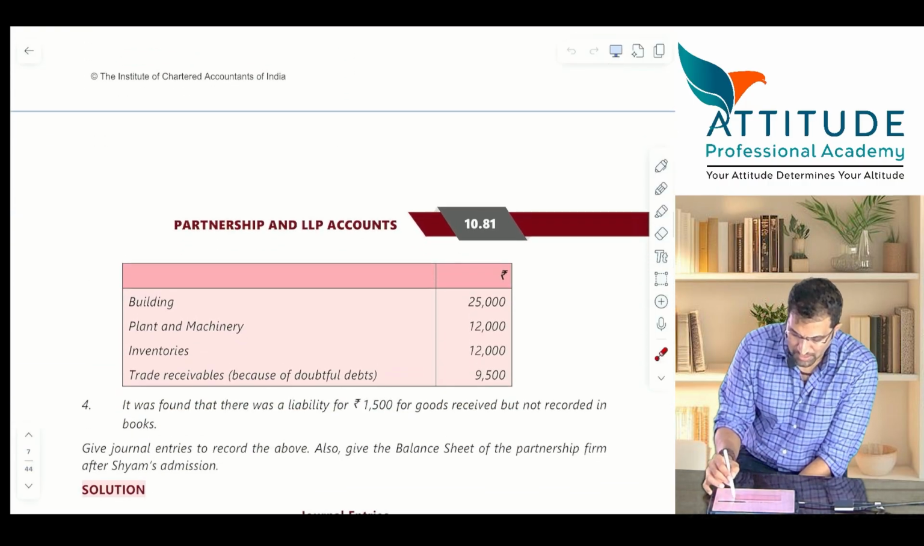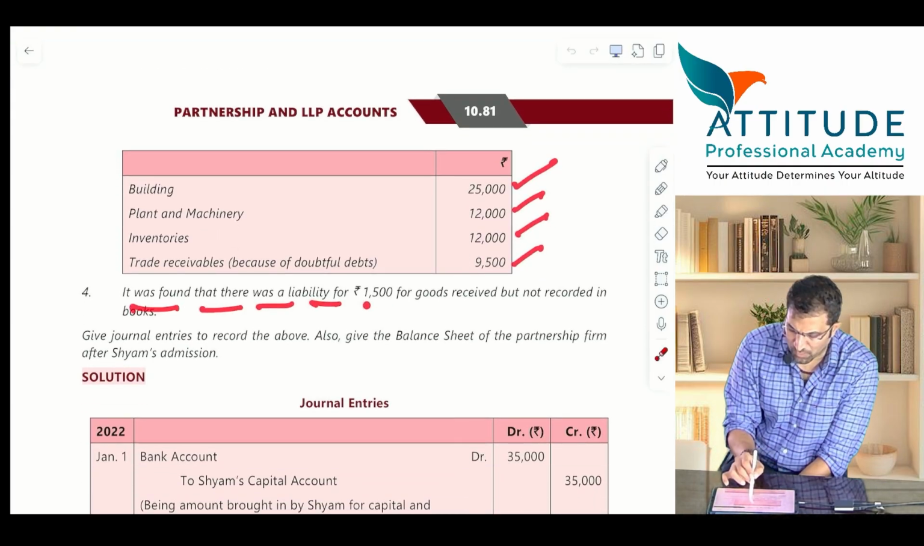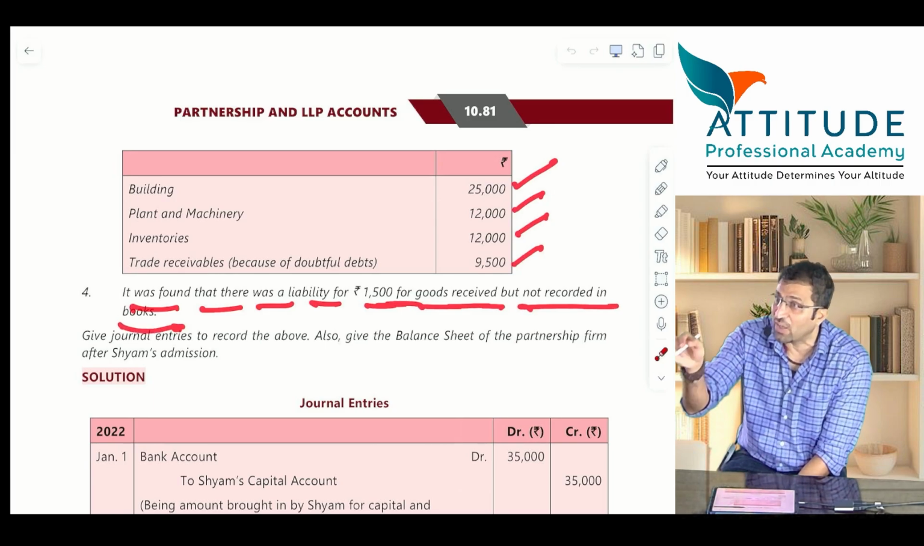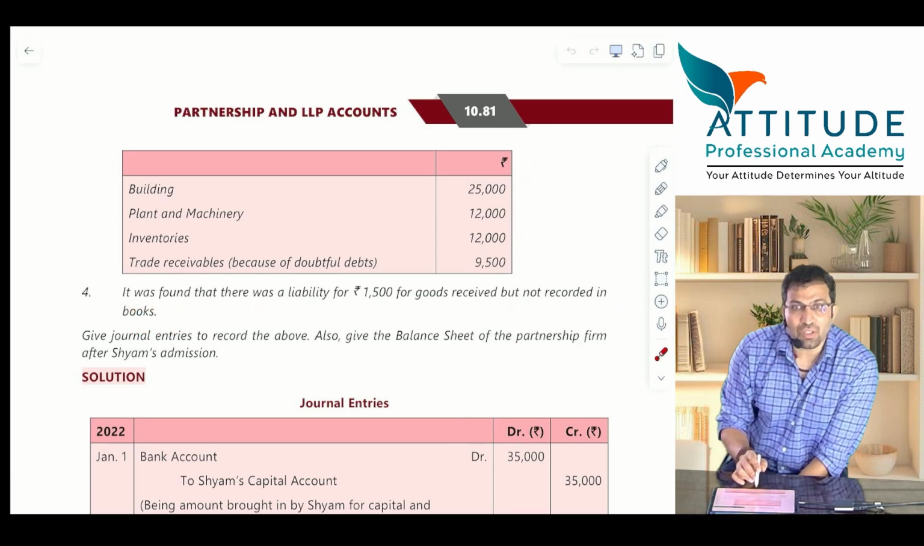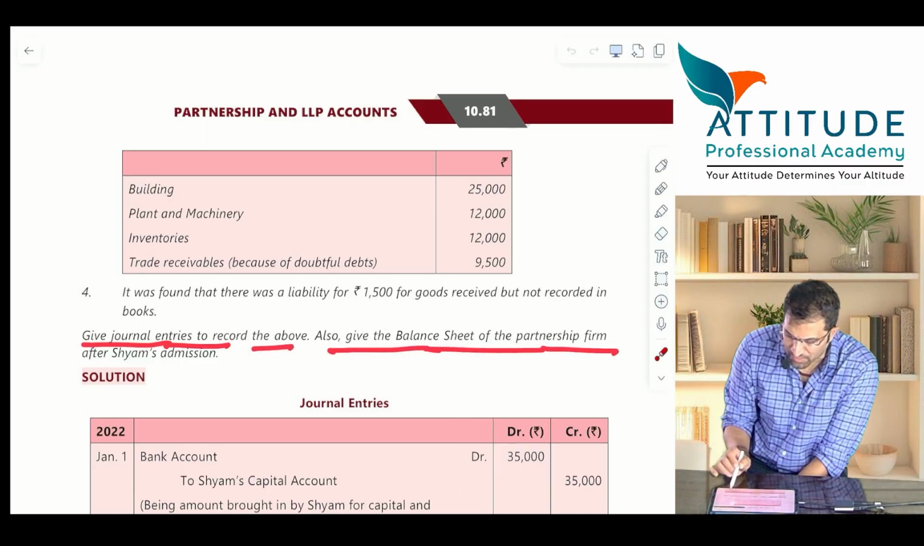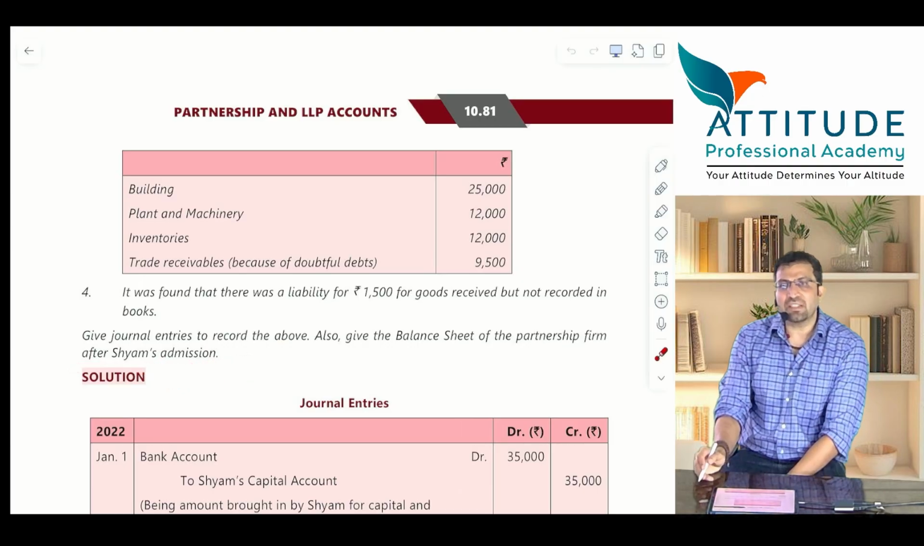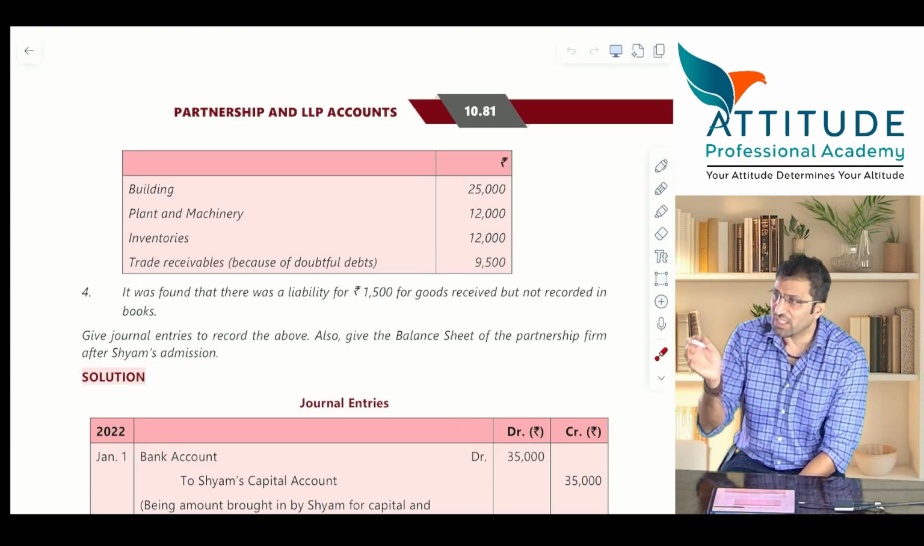The assets are revalued as under. Building, plant and machinery, inventory, trade receivables. It was found that there was a liability of 1,500 for goods received but not recorded in the books. Unrecorded liability now recorded. Yes or no? Give journal entries to record the above. Also give balance sheet of the partnership firm after whose admission? Sham's admission.